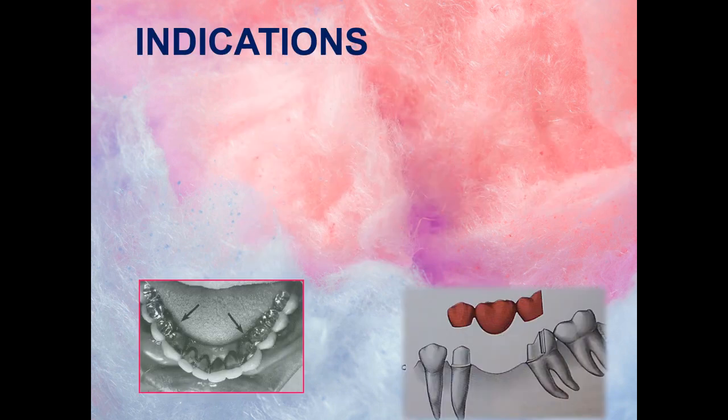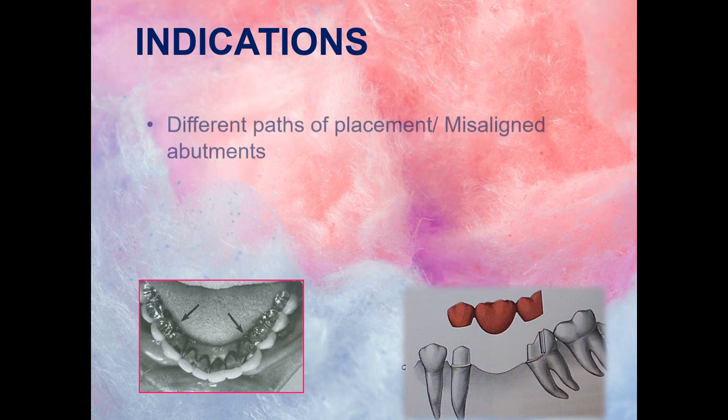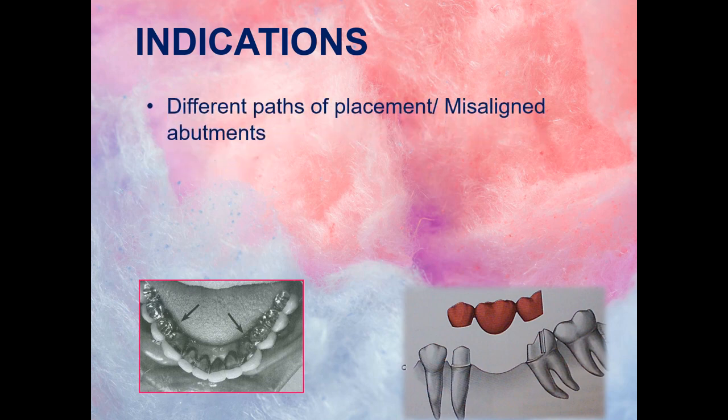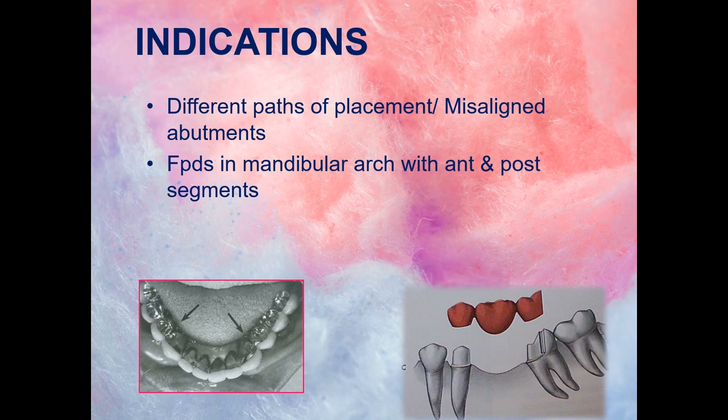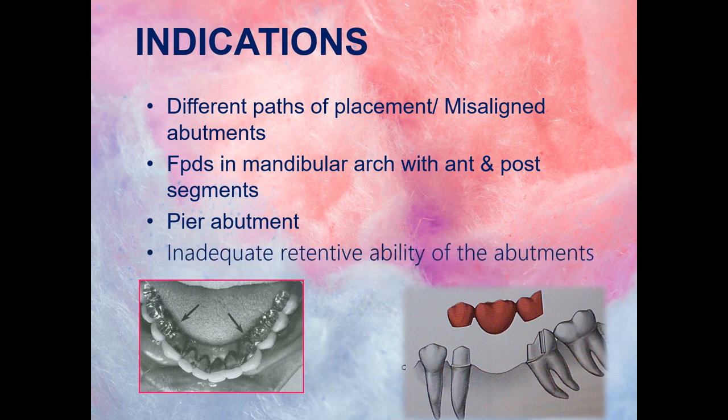Coming to the indications of the non-rigid connector. So when there is different path of placement, that is a single path of insertion cannot be achieved due to non-parallel abutment or misaligned abutment, you can go for a non-rigid connector. Then in case of a mandibular fixed partial denture, which consists of anterior and posterior segment, in this case also a non-rigid connector is indicated as the mandible flexes mediolaterally during opening and closing strokes. Then pier abutment, which we have already discussed. Then inadequate retentive ability of abutment. So in cases where there is inadequate retentive ability of abutment, there also we can go for a non-rigid connector.